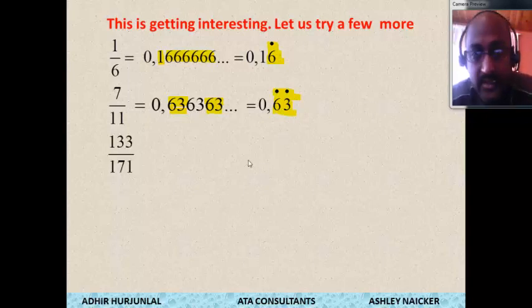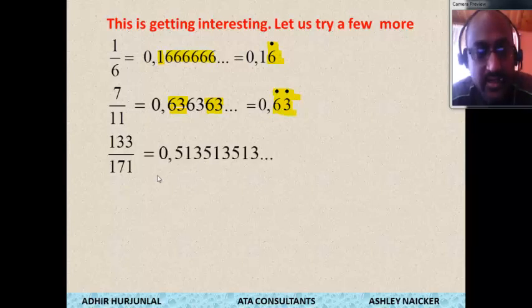What about this example? 133 divided by 171. Come on guys, on your calculators. Answer 0,513513513513. And the way I am saying it will automatically give you the answer. What recurs? The 513, the 513, and the 513. Now be careful about this one. If I use the logic of the 2 previous examples, I would assume there will be a dot above the 5, a dot above the 1, and a dot above the 3.